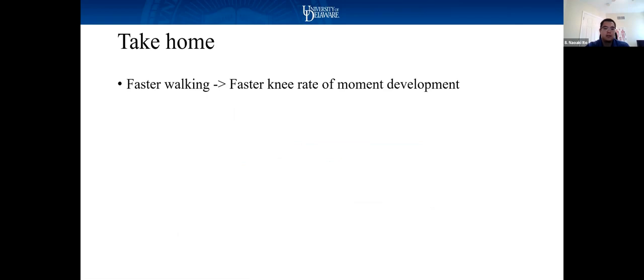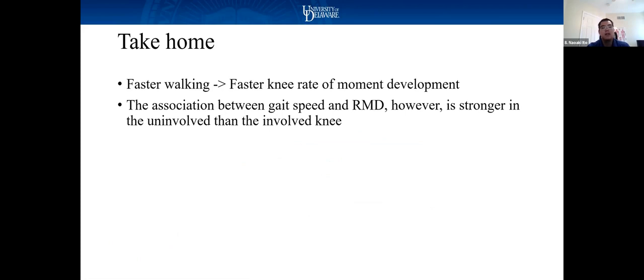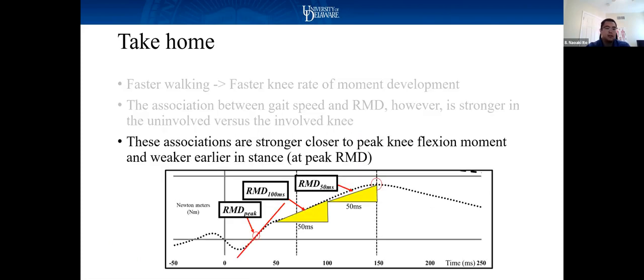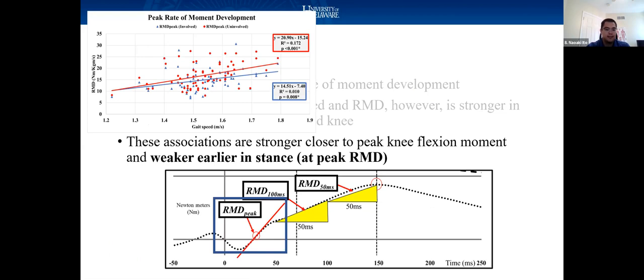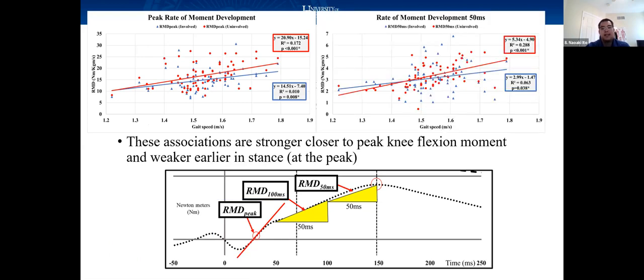So faster walking was associated with faster knee rate of moment development, and this was no surprise. However, the association between gait speed and rate of moment development was stronger in the uninvolved than the involved knee, and knee kinetics accompanying different gait speeds may differ between knees after ACL reconstruction. These associations are stronger closer to the peak knee flexion moment and weaker earlier in stance. This indicates that even within the weight acceptance phase of gait, different portions of the gait cycle may have to be considered to have a different relationship with gait speed, especially after ACL reconstruction.